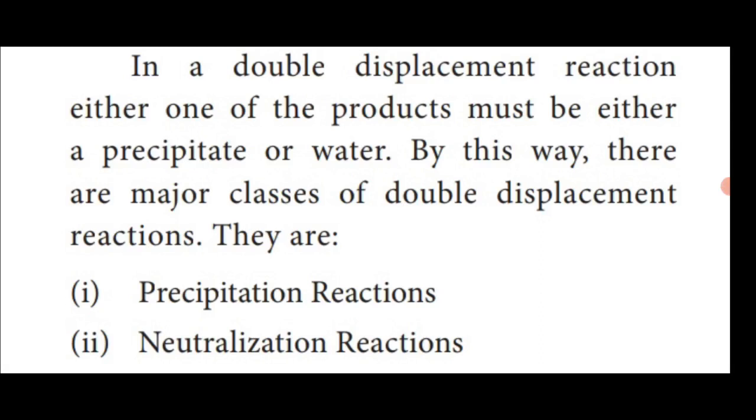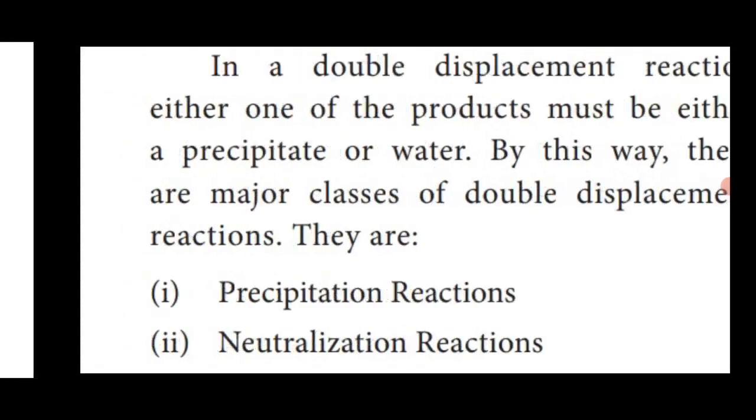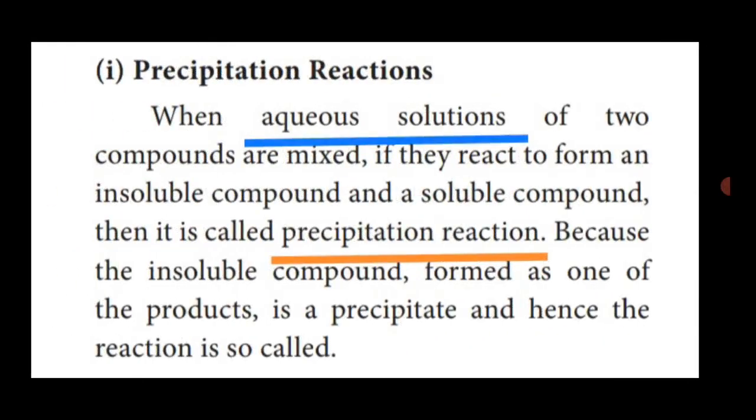In this double displacement reaction, two products are formed. What are the two products? One is water, another one is a precipitated substance. So based on these products, the double displacement reaction can be classified into two types: precipitation reaction and neutralization reaction. Let's see one by one. Precipitation reaction.